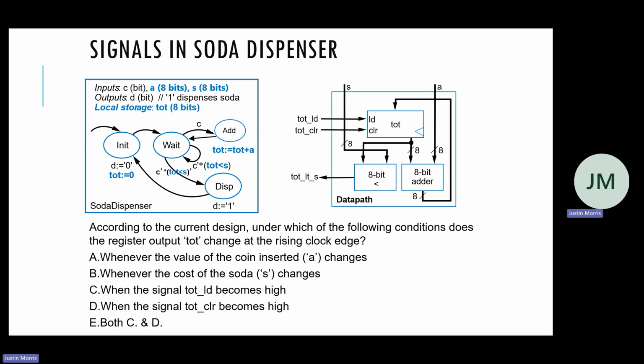All right, so this is our next question. According to the current design, under which of the following conditions does the register output total change at the rising clock edge?